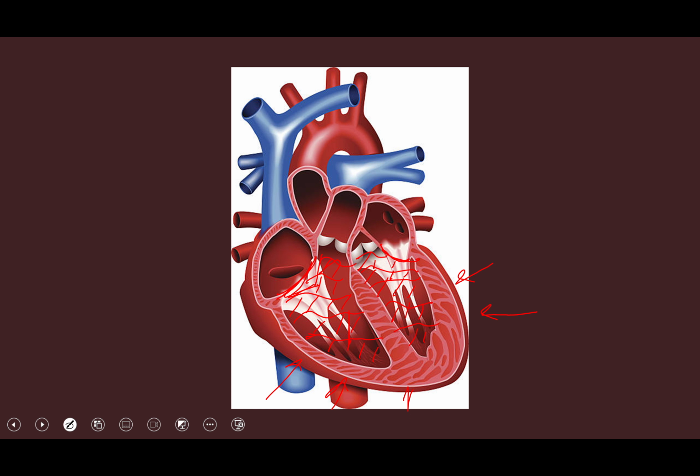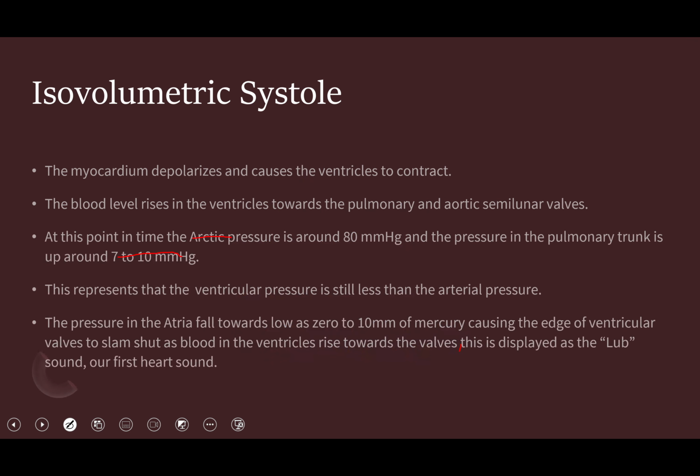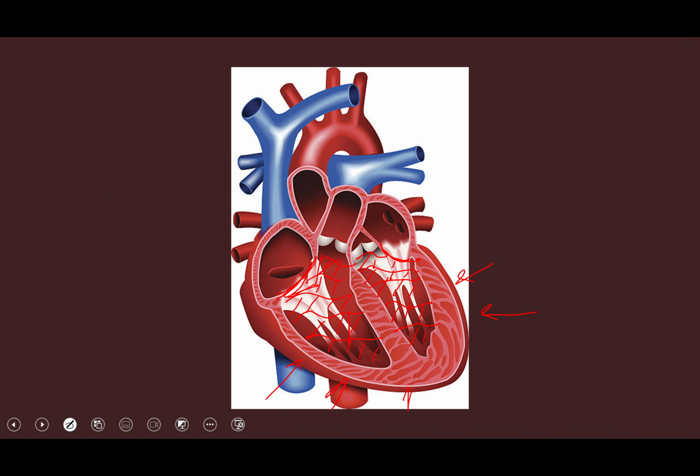So the blood is rising in the heart as the ventricles start to squeeze. Alright? So looking at that, the atrial pressure is around 0 to around 7 millimeters of mercury, right? And the ventricular pressure is higher than the atrial pressure. Doesn't that mean that blood should be flowing into the atria?